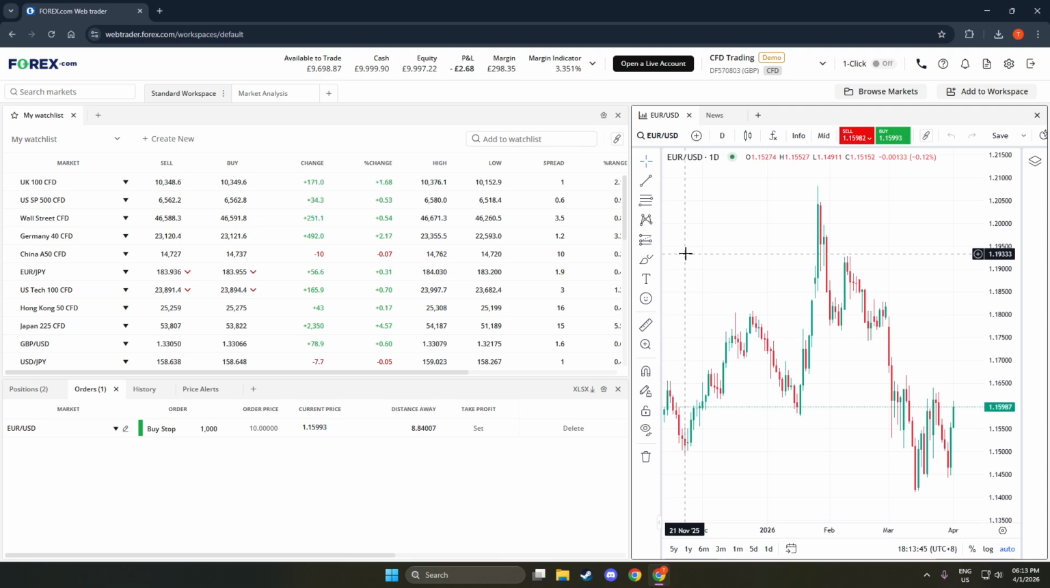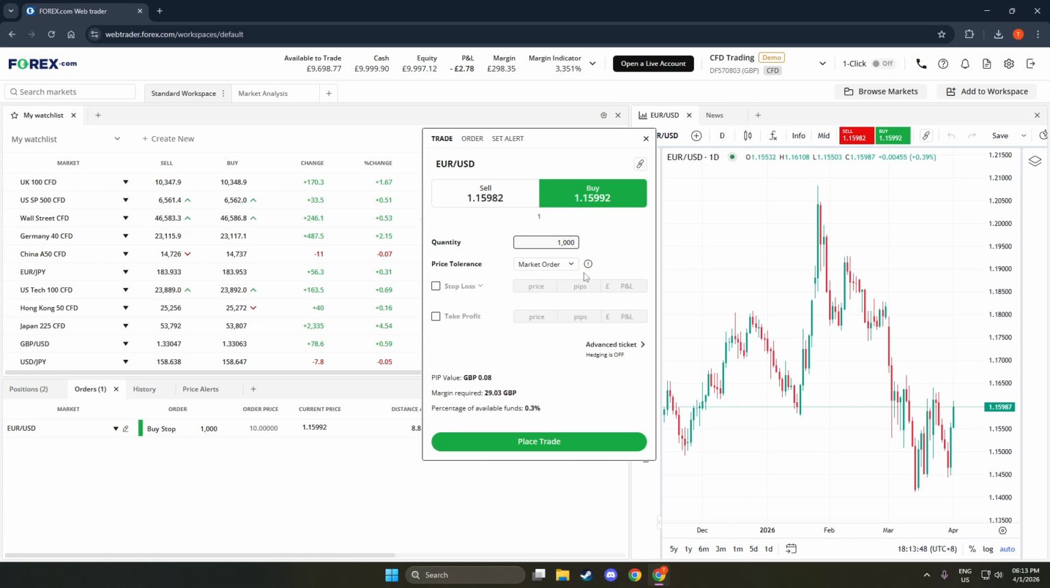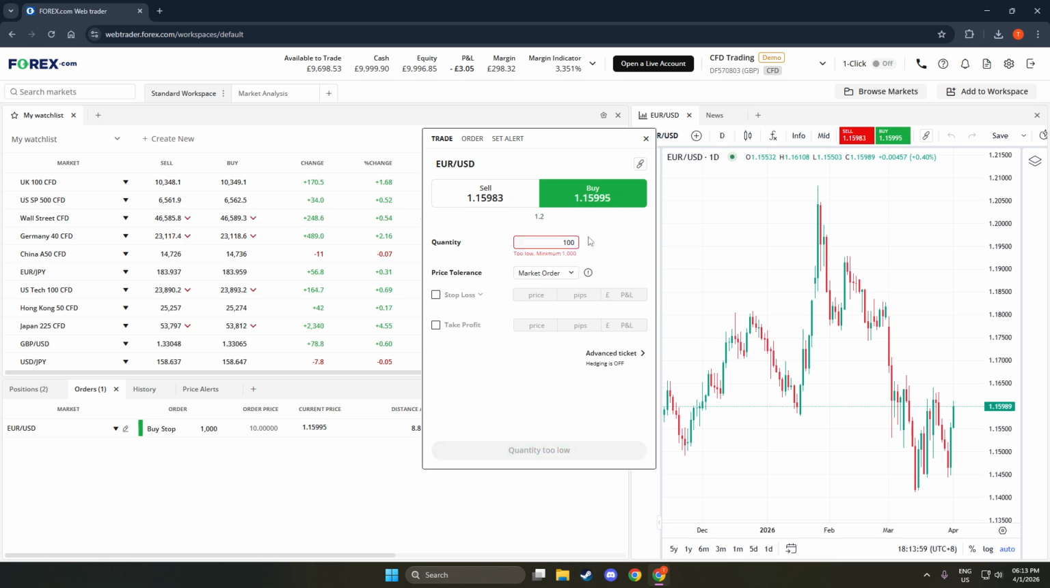Next, enter your trade size. On Forex.com, size is typically specified in lots or units. One standard lot equals 100,000 units of the base currency, but you can also trade mini or micro sizes. Keep risk in mind here. A larger size increases your pip value, which means every pip the market moves will have a bigger impact on your profit or loss.